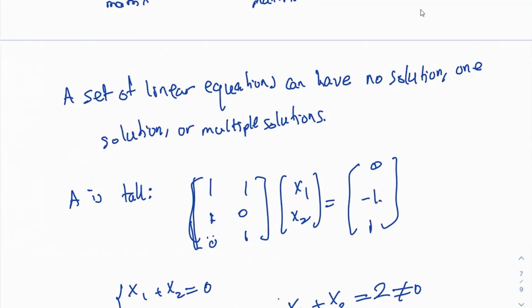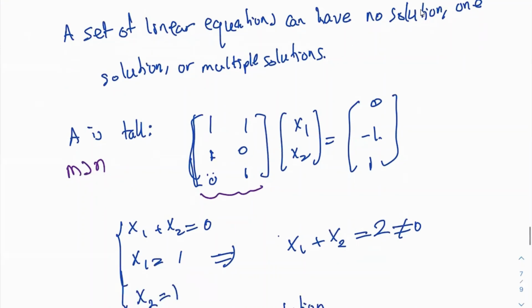I defined them before. What's the definition of a tall matrix? A tall matrix is a matrix that has more equations than variables. We can define it in terms of linear equations, right? A tall matrix is a matrix that has more rows than columns, m is greater than n. For example, this is an example of a tall matrix. Remember, each of these rows corresponds to an equation. For example, I've written it here.